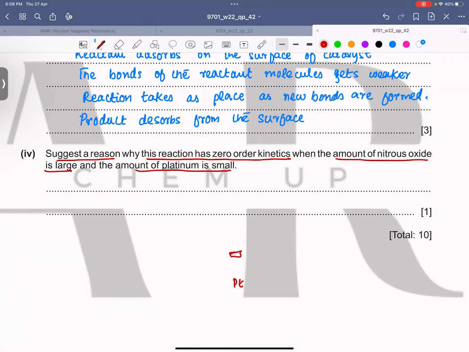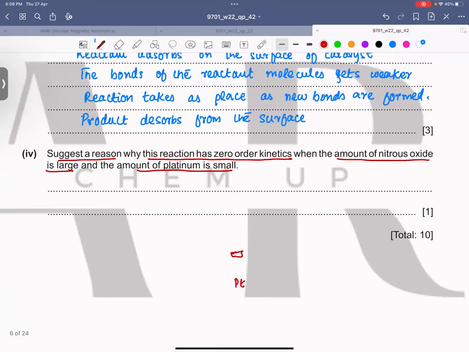Okay. So, your answer is relatively correct. Because there is a very small amount of platinum, and for example, we have so many molecules of nitrous oxide over here, like this. Think that all of these molecules are reactant, and why am I thinking there are so many molecules? Because they have said that the amount is very large. Right? So, out of these, only a few molecules are actually going to stick or adsorb to the surface because the platinum is in a very small amount. Is this understandable?